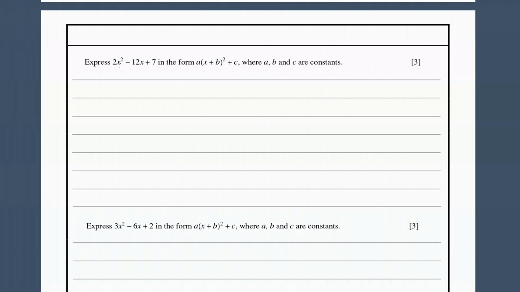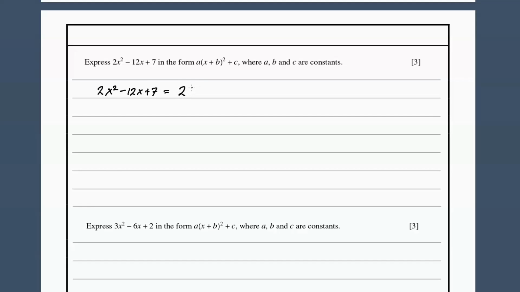Let's start with this one here, where it says express 2x squared minus 12x plus 7 in the form a of x plus b squared plus c, where a, b, and c are constants. Alright, so for this particular one, we have 2x squared minus 12x plus 7, and in order for us to complete the square, we are going to factor out 2, okay, for the first two terms.